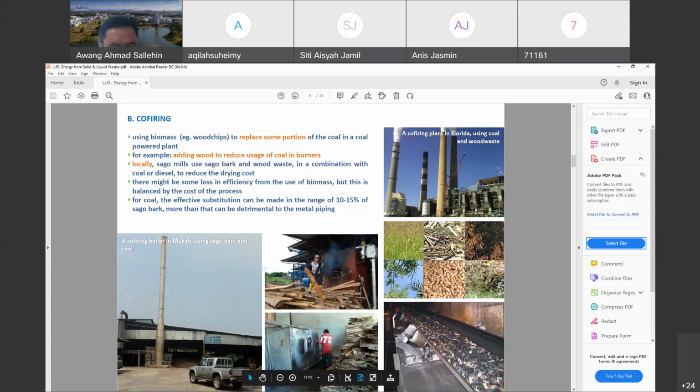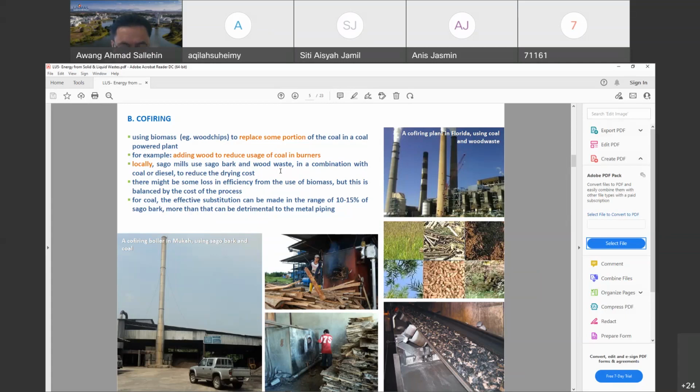Okay, you have the coal power plant, so you use some of the lignocellulosic biomass together with the coal. This will help reduce the amount and usage of coal in the burner. So you have the mix of both the lignocellulosic waste biomass together with the coal. Normally we find examples like this quite frequently in some oil palm plantations and also in sago mills, whereby they use the sago bark as well as the wood waste in combination with coal or fuel like diesel.